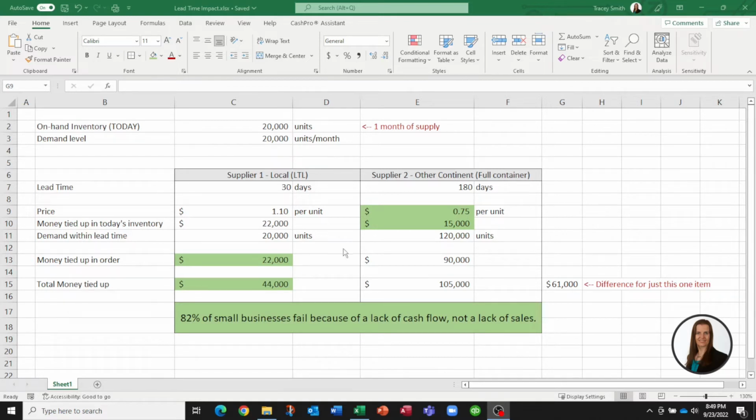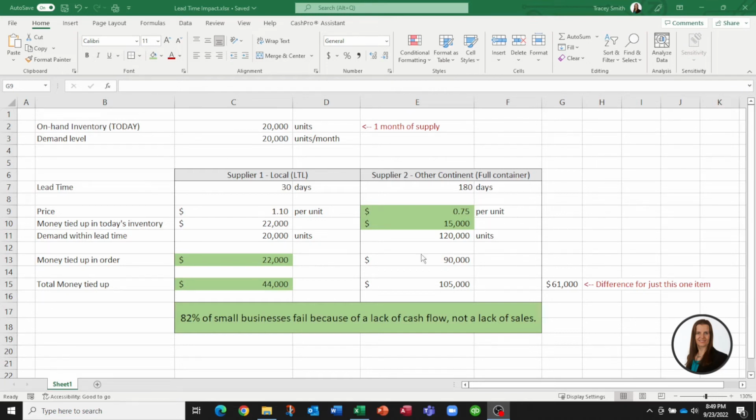So let's see how much cash flow we're tying up in the repeated orders that we're doing with each supplier. For supplier 1, I'm ordering a month's worth at a time. So the cost of that is I'm tying up $22,000 in my order, and as a maximum, I'm tying up $22,000 in my on-hand inventory for a total of about $44,000. Now I say a maximum because obviously we're slowly going to be using up our on-hand inventory, so the value that we have tied up in that on-hand inventory will slowly come down until we receive our next order.